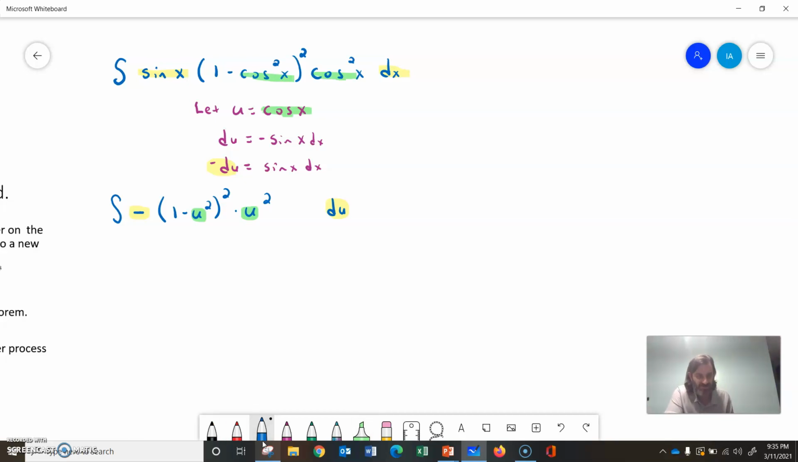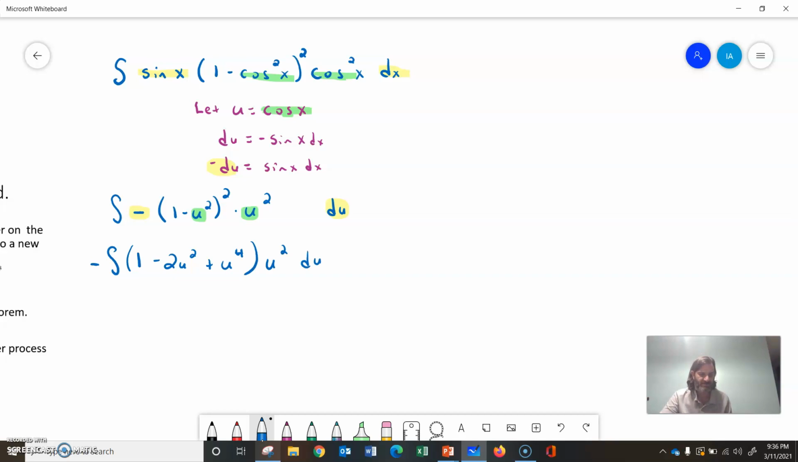So I'll let my u be my cosine and replace that. Unfortunately, we still got to do some algebra. We got this negative out front. Maybe it'd be better just to pull it way out front so it doesn't get lost. But then I need to square this 1 minus u squared. So that's a FOIL: 1 minus u squared minus u squared, so minus 2u squared, and then it's u squared squared, so that's plus u to the 4th. And all of that is times u squared du.